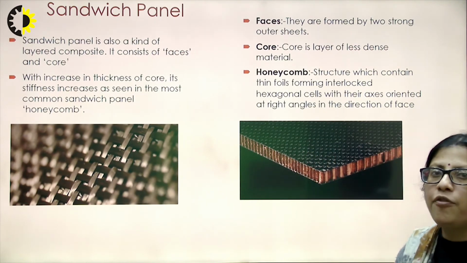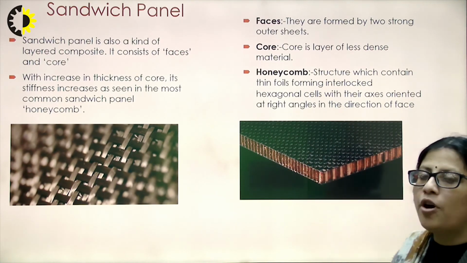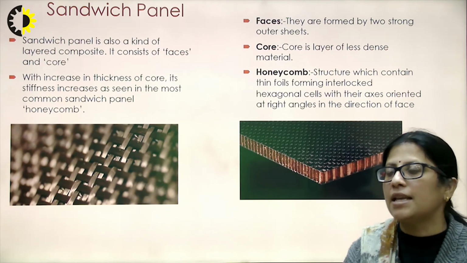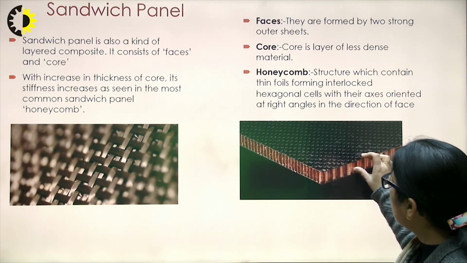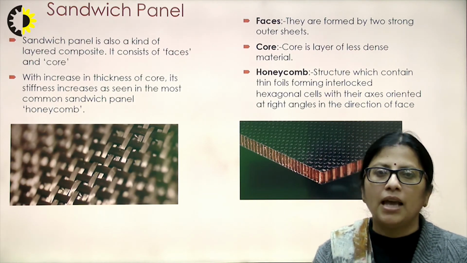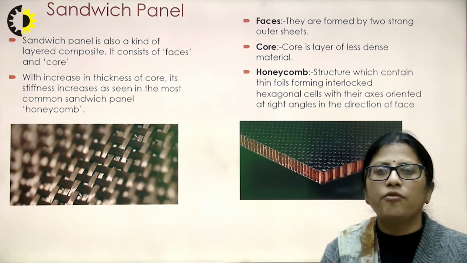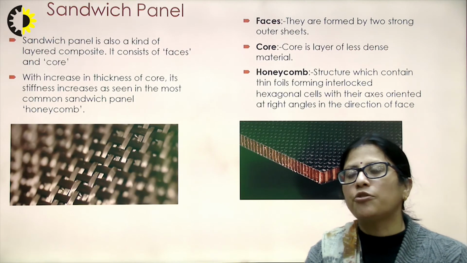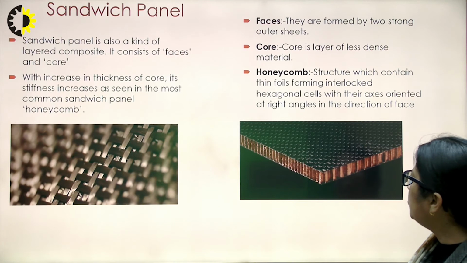And the faces are formed by two strong outer sheets. So this upper sheet and the lower sheet are going to form the faces of the sandwich panel. And the core is a layer of less dense material. This is the core which is present, and it is less dense than the two faces which are present in the sandwich panel. And the honeycomb structure is a structure which contains thin foils forming interlocked hexagonal cells with their axes oriented at right angles in the direction of a face. So a honeycomb panel is being formed.